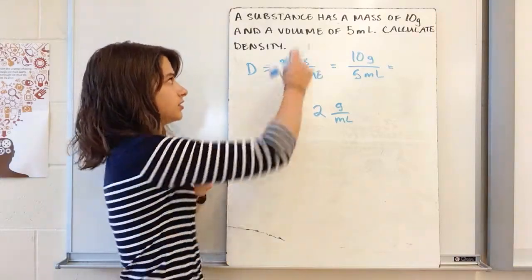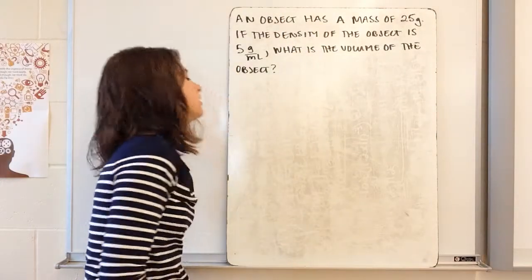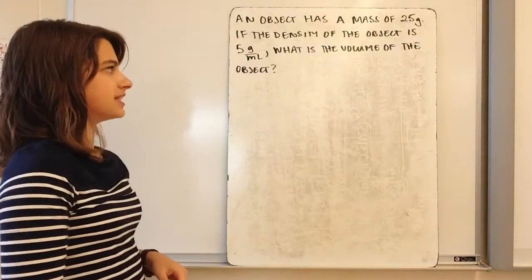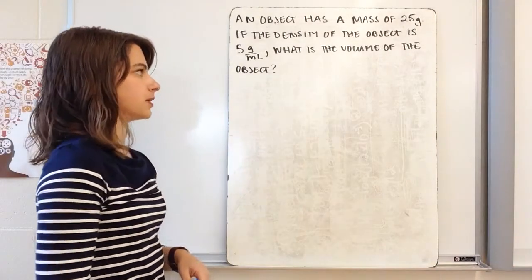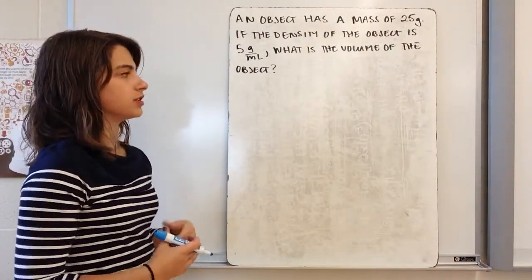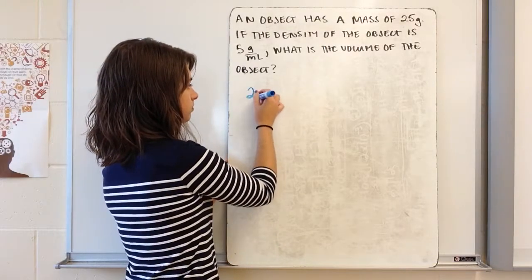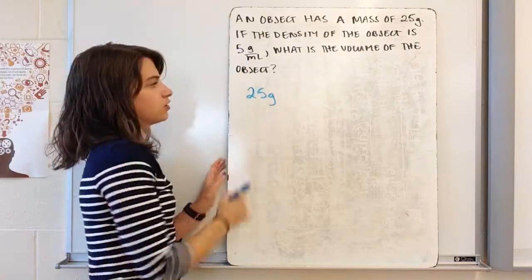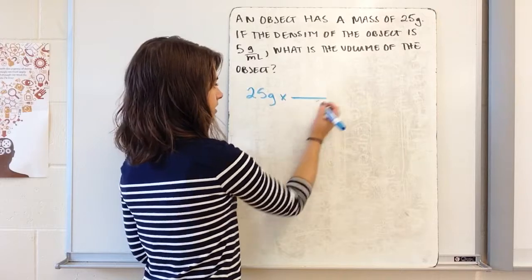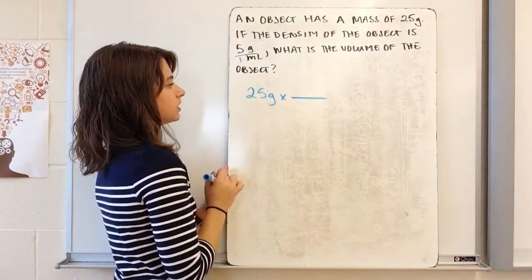Let's look at another way to use this, because we don't always just straight calculate density. So in this example, we have an object that has a mass of 25 grams. If the density of the object is 5 grams per milliliter, what's the volume of the object? And so we're going to use our information in a little bit of a different way. So we know that we have 25 grams. And we're going to use our density as a conversion factor. So what our density says is that for every 5 grams, we have 1 milliliter of the substance.